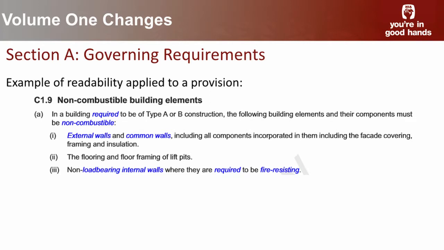In a building required to be type A and B construction, the following elements need to be non-combustible, and list them out. Much simpler, much easier to use, much better to understand, and hence it's very difficult to then use misunderstanding or misinterpretation as your defence. The code's not got there yet. There's still a lot of work to do, but that process has started and we really applaud that process.